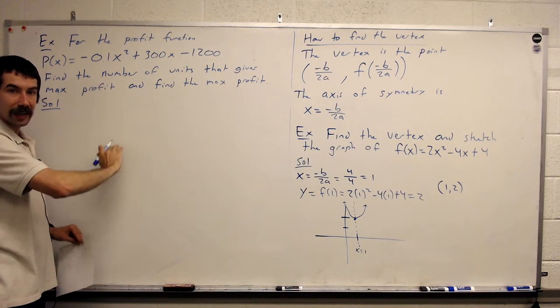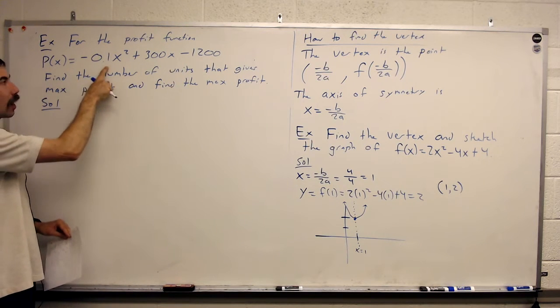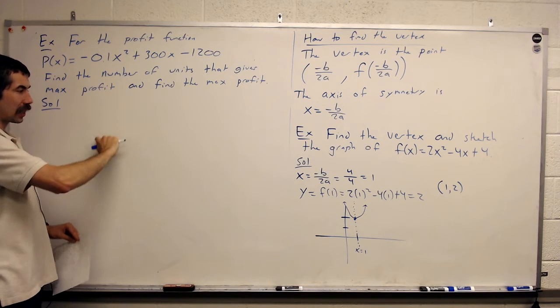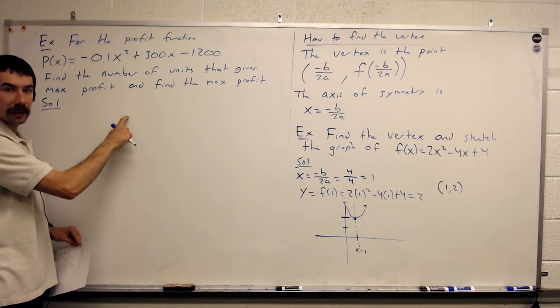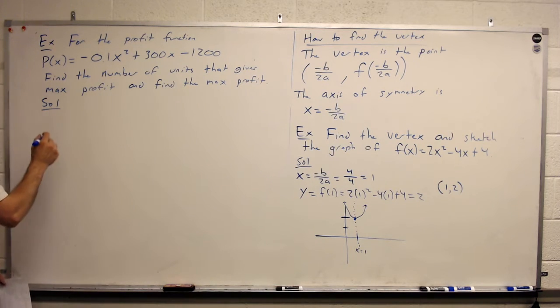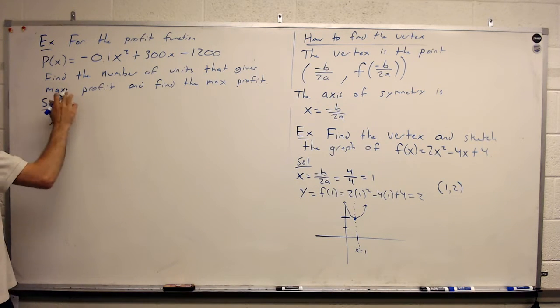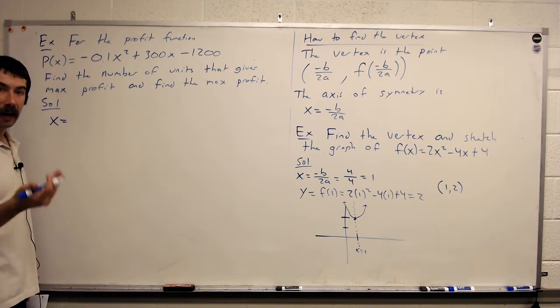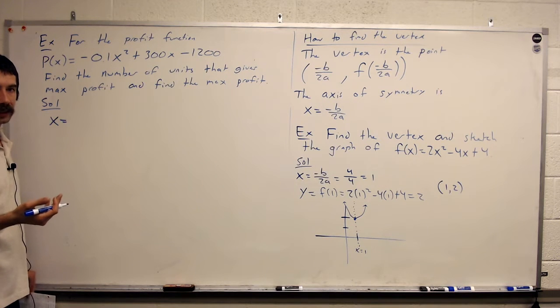This function is a parabola facing downwards, right? Our a value is negative. We want to maximize our profit. We want to find the vertex of this parabola. So x, the number of units, is going to be the x component of the vertex. The actual profit is going to be the y component of the vertex.